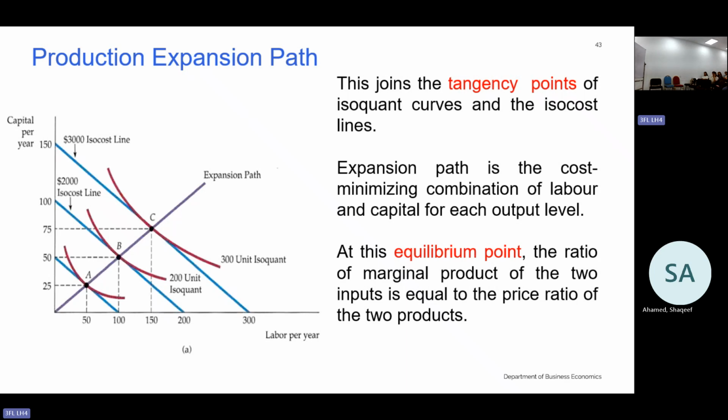Okay. So if we combine all these equilibriums A, B and C, that path is given by the production expansion path. How do you expand your business? By increasing the input, increasing the cost, and also reaching a higher level of isoquant. Understood? Okay, please draw this also.